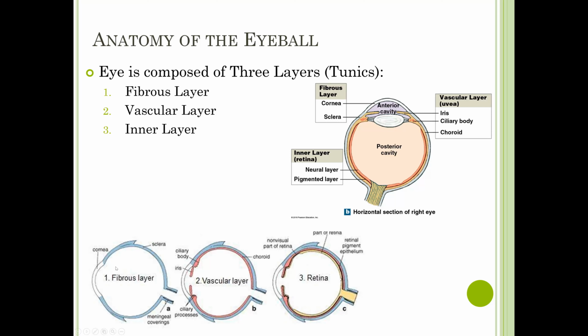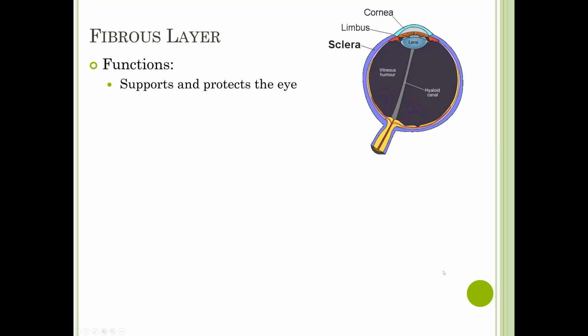And then here is another image that is color-coded to help you see the difference between the 3 layers. So the fibrous layer here would be the outside components, the vascular layer would be the middle components, and then the retina or the inner layer would be the deepest components. So let's look at each of these. So we'll start with the fibrous layer.